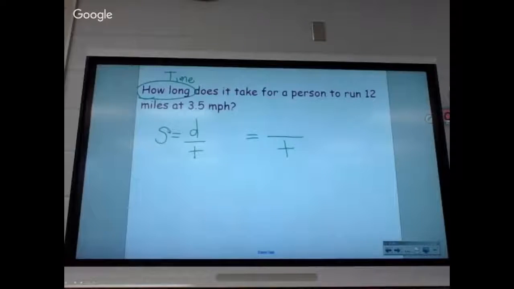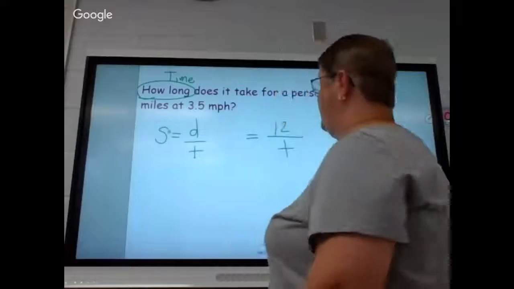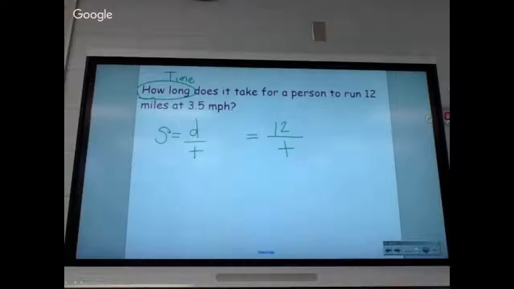All right, so what do we know? You run 12 miles. All right, the 12 miles would be what? Would it be the distance or the speed? So the 12 miles has to go up here on the top. So 12 is the distance. That means the 3.5 is the what? The speed.